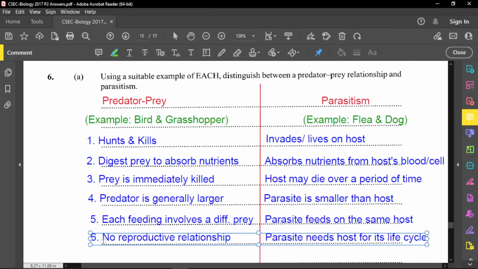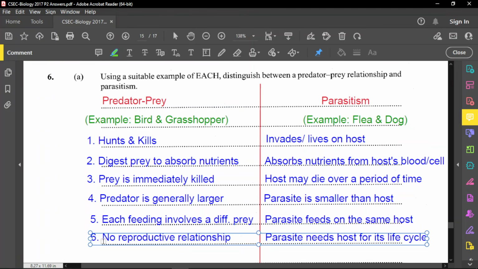And so here now, for the predator-prey relationship, there's no reproductive relationship. What I mean is that it has nothing to do with their reproduction. Nothing to host or enhance. Well, it could be enhanced because the nutrients will enhance reproduction. But in terms of direct effect on the reproductive system, none.